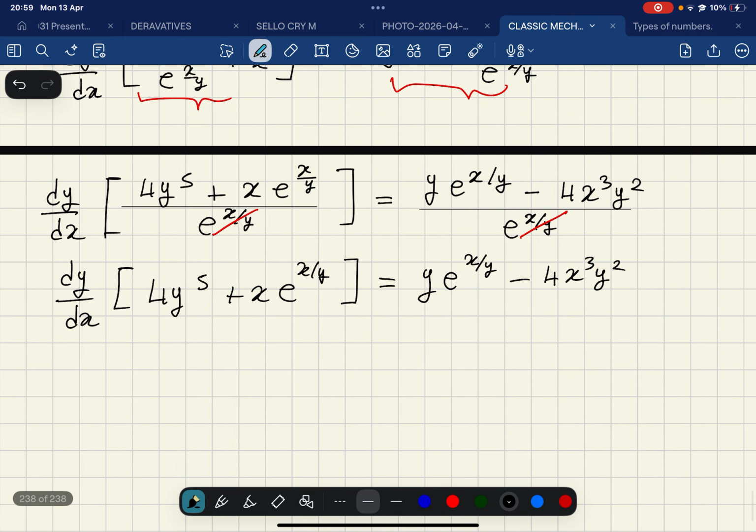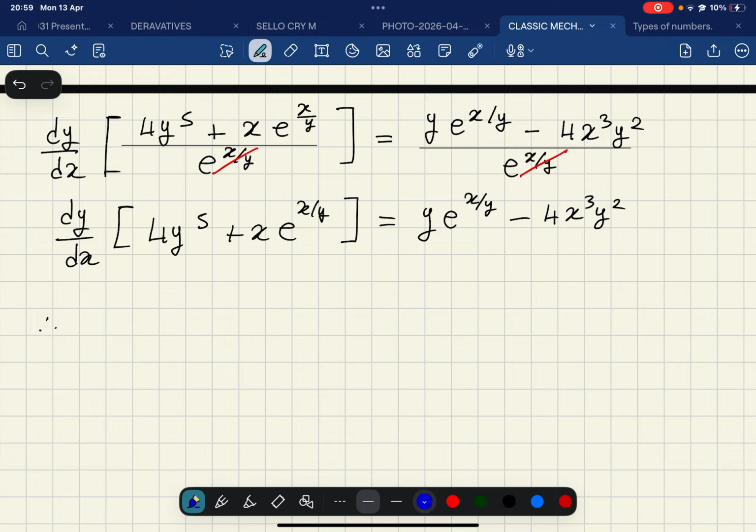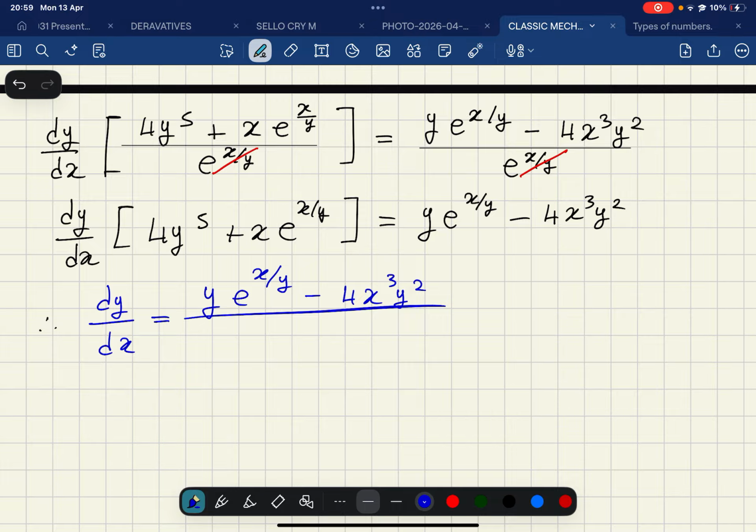From there I can divide both sides by this guy. Therefore, my dy over dx is equal to y e to the x over y minus 4x cube y squared, divided by x e to the x over y plus 4y to the 5. Then from here you are done.